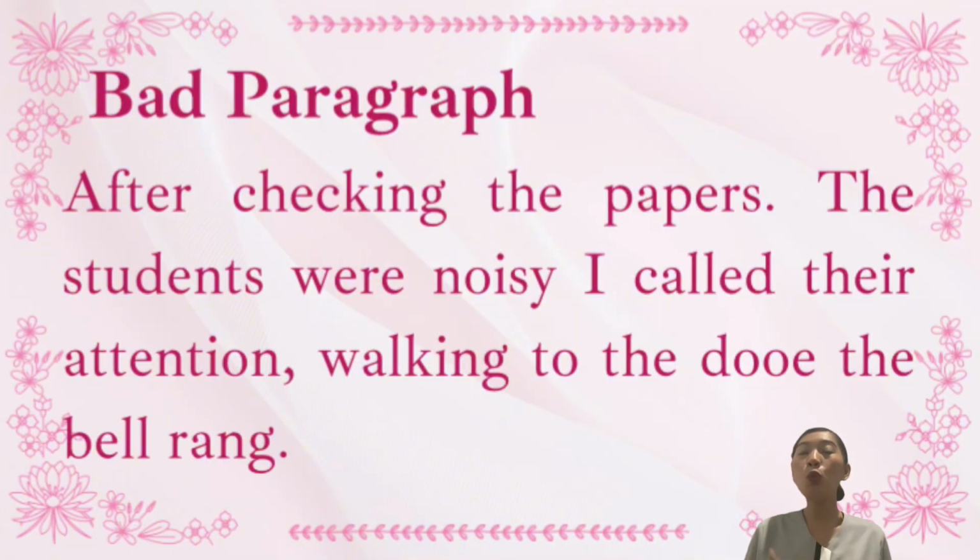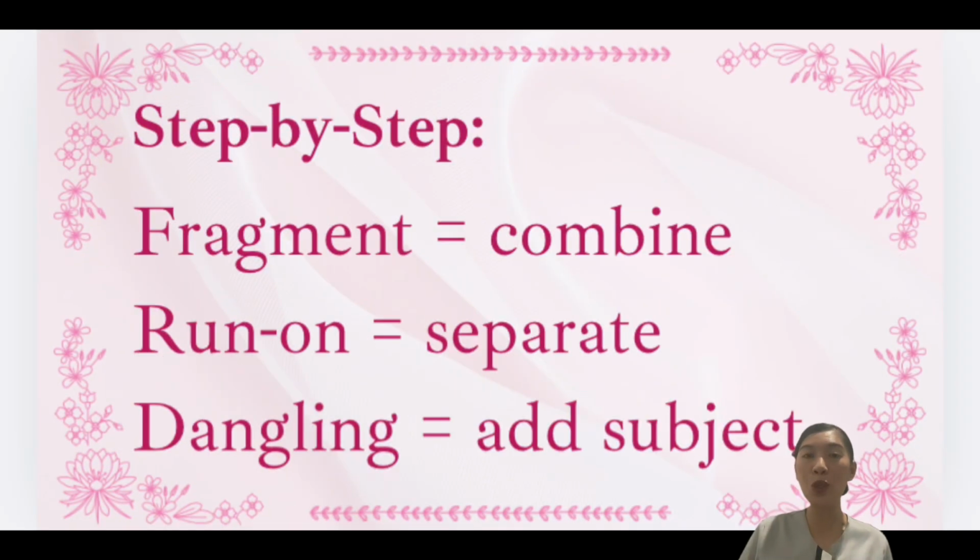So here's what we are going to do. This is the step by step. First is fragment. You need to combine. For run-on, we need to separate the sentences. For dangling, we need to add the subject so that you will be guided on how to get the correct answer. So let's try.